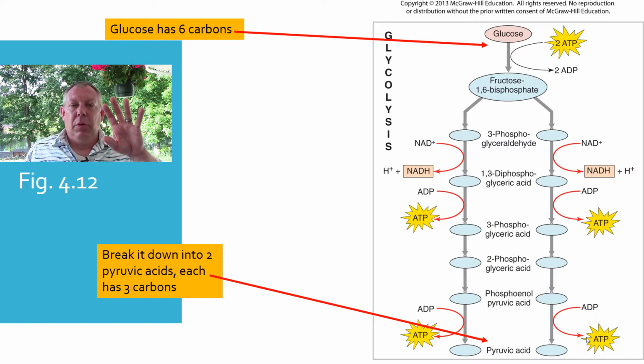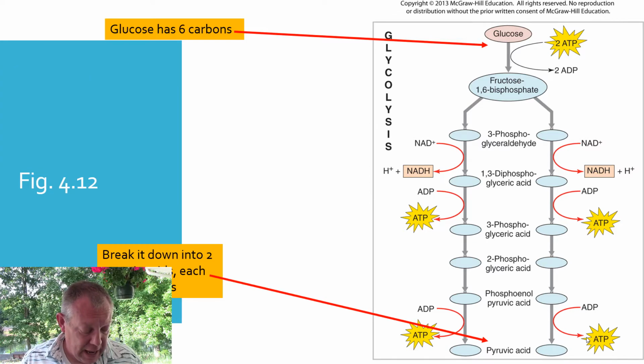And so, glucose is a hexose. It's a 6-carbon sugar. It immediately gets cleaved into 2 identical 3-carbon sugars. And so at the end of glycolysis, you've got 2 pyruvic acid molecules. So you want to know that. You want to know pyruvic acid comes out of glycolysis, and you want to know that pyruvic acid has 3 carbons. So we start with a 6-carbon molecule, and we end up with 2 3-carbon molecules. And there's still a lot of energy in each one of those pyruvic acids.